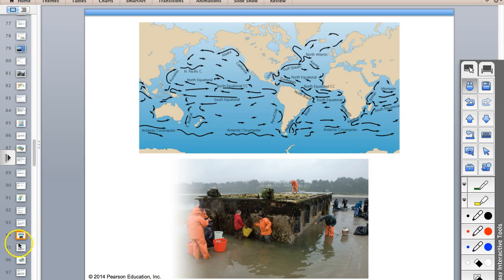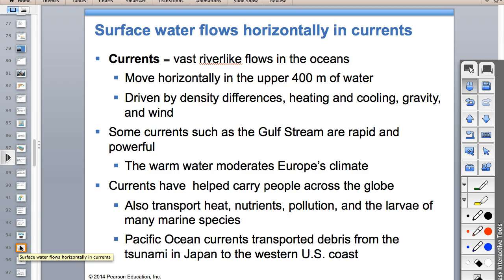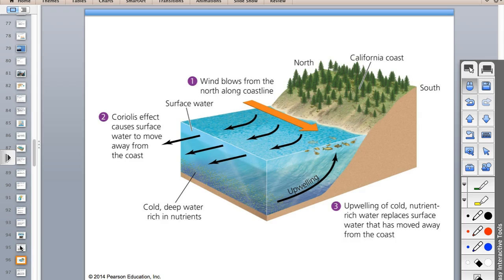So currents are going to move the water around the ocean kind of like a river would, and they're driven by differences in heating and cooling. Some are really rapid and powerful, like the Gulf Stream. If it weren't for the Gulf Stream, Northern Europe is really at the same latitude as parts of Canada that are just covered in ice and would not be fun, where Eskimos live. So the Gulf Stream provides heat to Northern Europe, and that's why they can do okay.